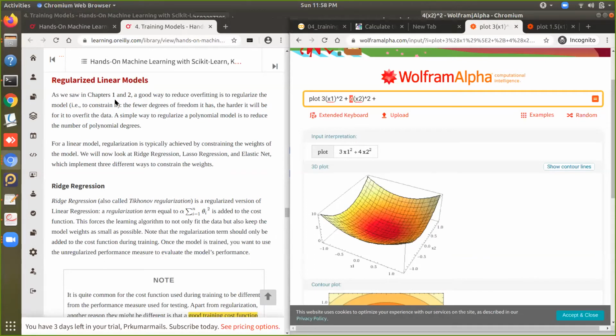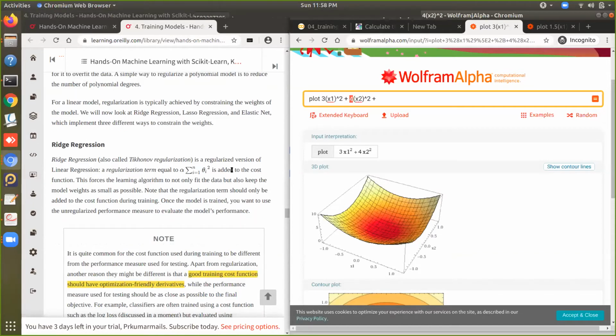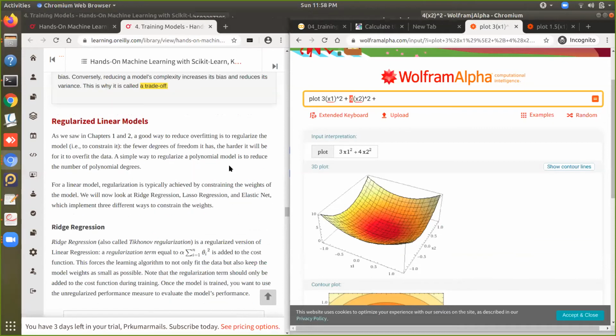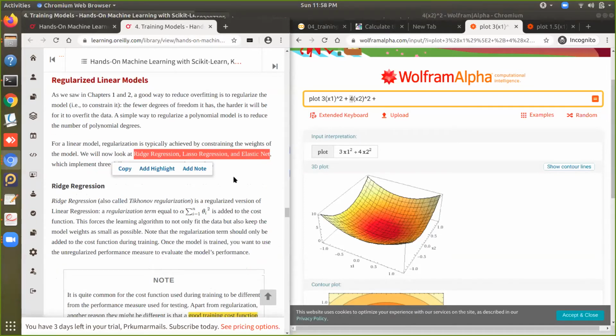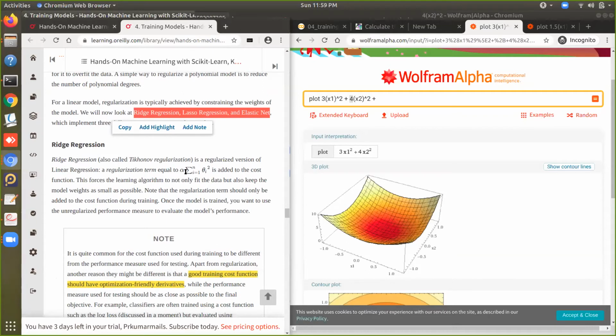So with this regularization, we are trying to represent the weights of the model as small as possible. And depending on the function we use for that minimization, the regularization is classified as ridge regression, lasso regression, and elastic net. Okay, in ridge regression we will be working with the second-order term, theta square, and alpha is the regularization term.